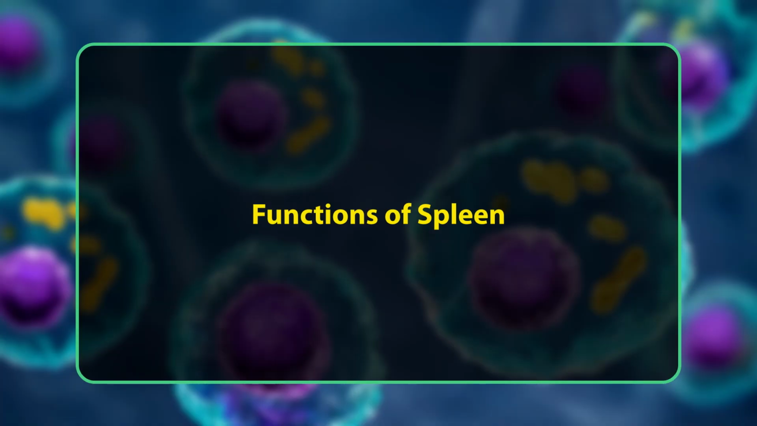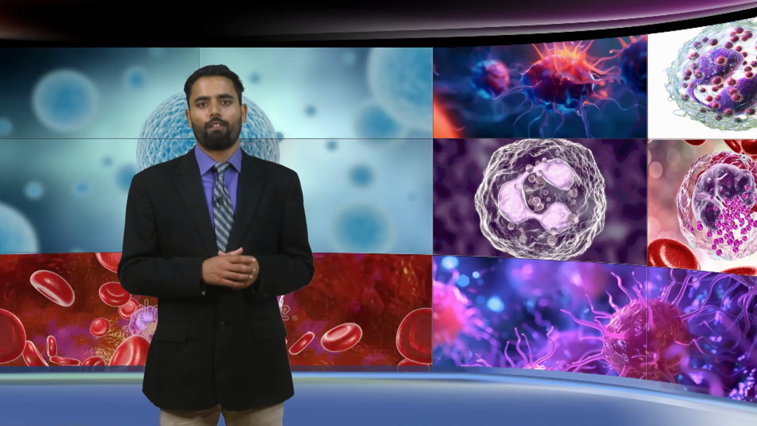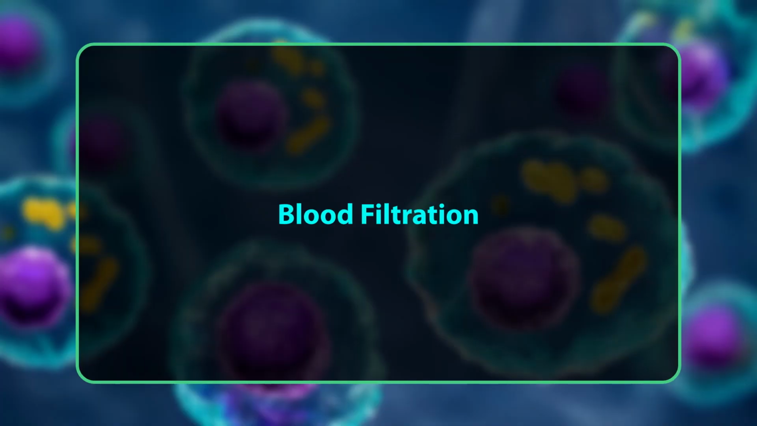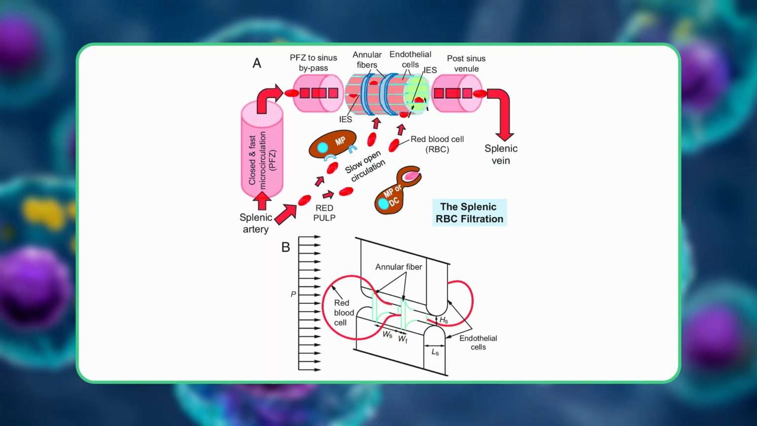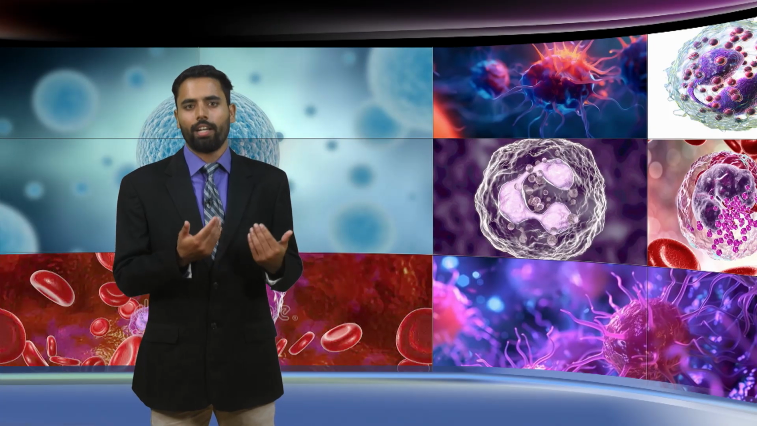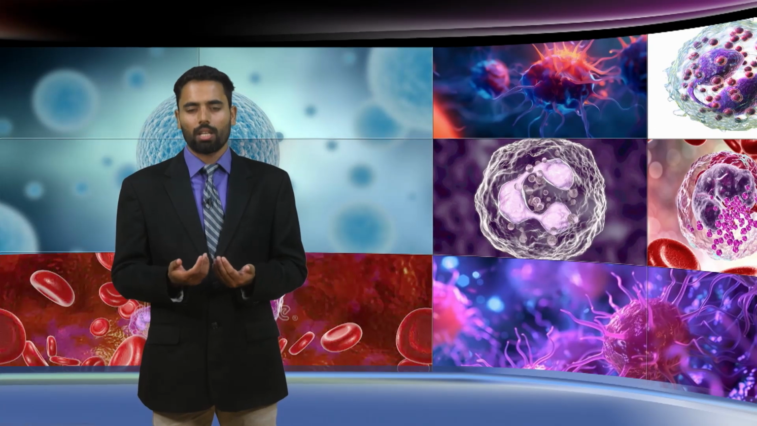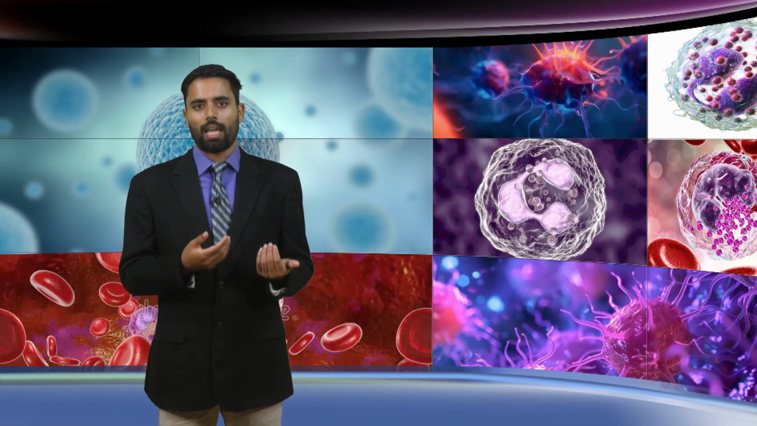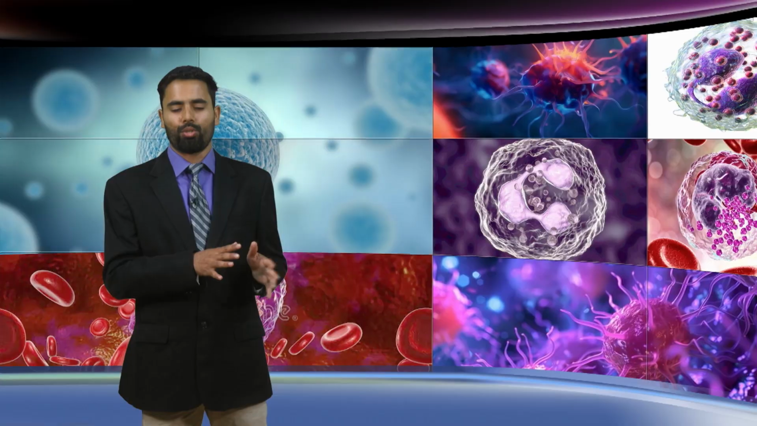Now, functions of spleen. The spleen performs several crucial immunological functions. 1. Blood filtration. It filters the blood by trapping blood-borne microbes and removing old or damaged RBCs, thereby helping to maintain blood composition and preventing infections. Its primary function is to filter blood and trap blood-borne antigens, allowing it to respond to systemic infections, unlike lymph nodes which target local tissues.